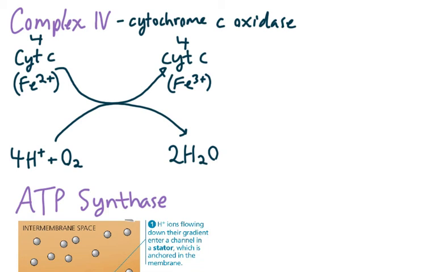And then we're going to take this cytochrome C, and cytochrome C oxidase, like its name says, we are going to oxidize it, and we are going to finally get to our electron acceptor. We are going to take oxygen and hydrogen, and we are going to make water.